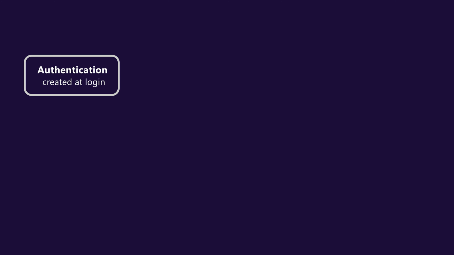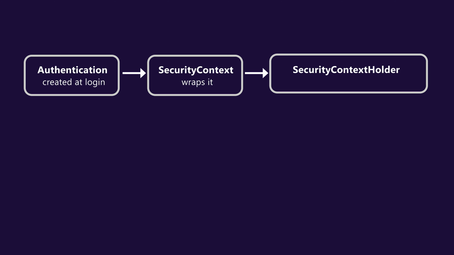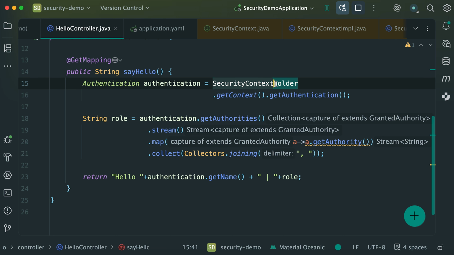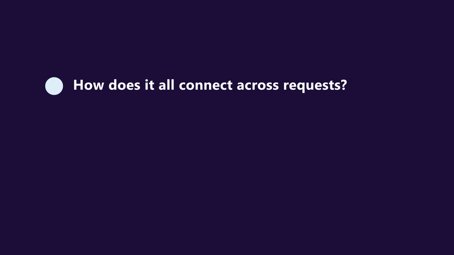The authentication object was created at login, stored in the security context held inside the SecurityContextHolder via ThreadLocal, and now we are reading it right here in our controller. No database call, no re-authentication, just this SecurityContextHolder.getContext().getAuthentication(). Now let's understand how this all connects across requests.